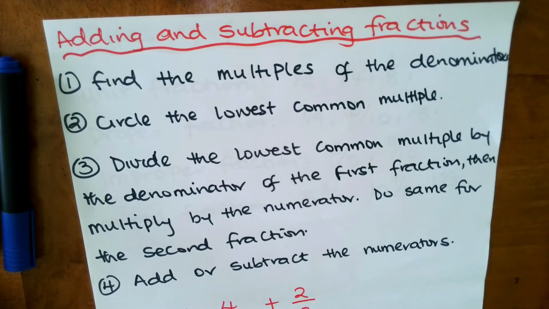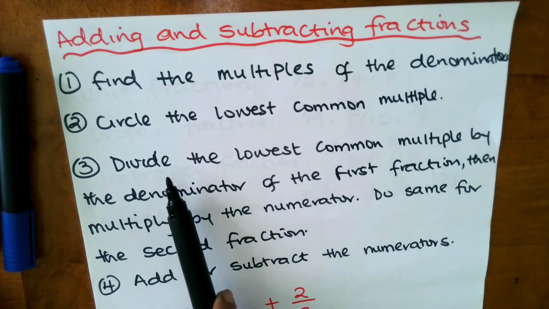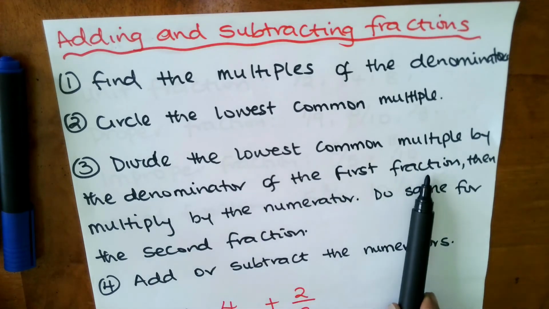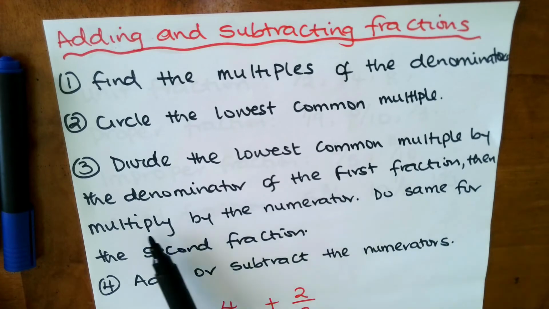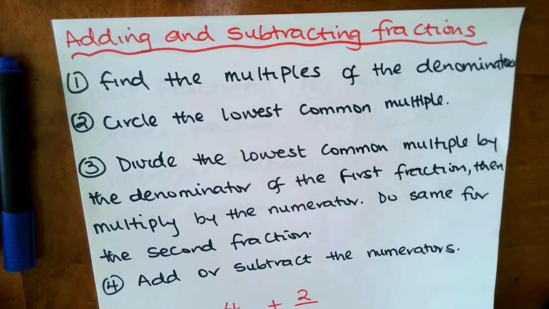So the first thing we do is to find the multiples of the denominators, circle the lowest common multiple, then we divide the lowest common multiple by the denominator of the first fraction, then multiply by the numerator. And then we do the same for the second fraction. And then we either add or subtract the numerators to get our answer.